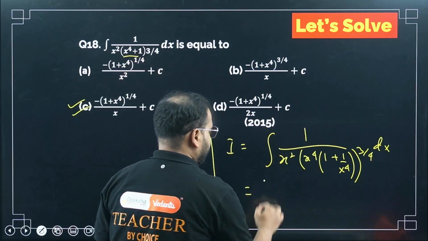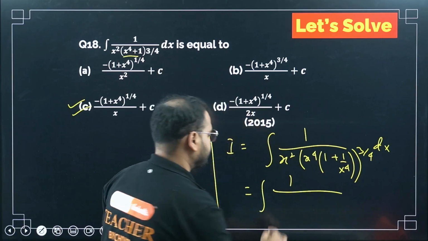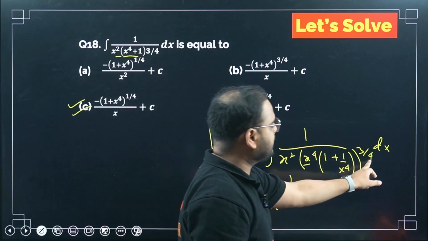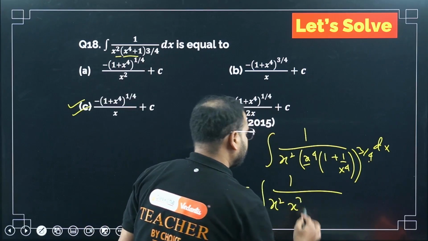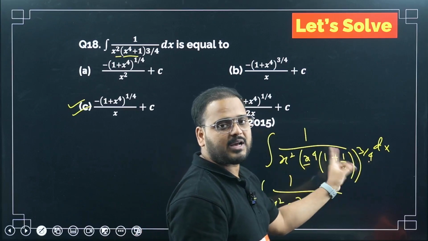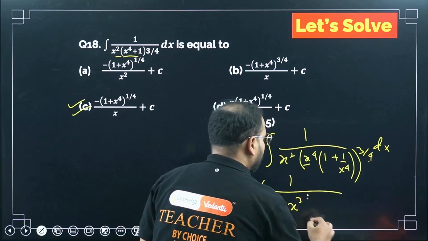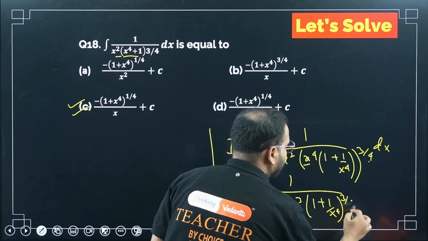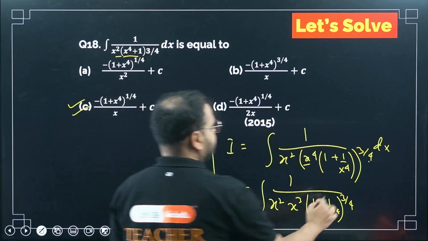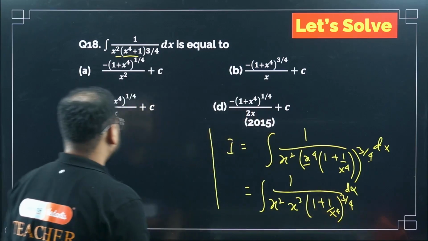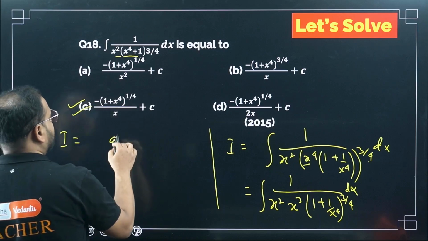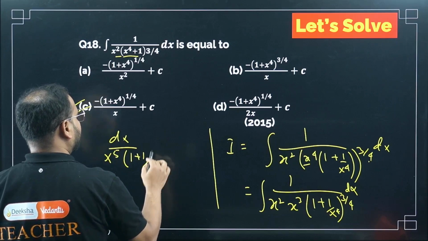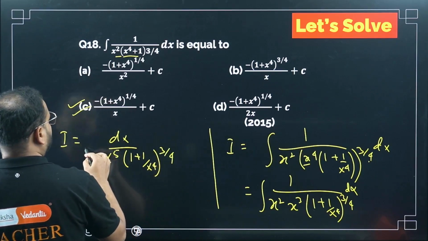1 upon x square will remain as it is. x power 4 with the power 3 by 4 will become simply x cube, because 4 and this 1 by 4 cancel each other. So x cube will be there. What do I have? 1 plus 1 upon x power 4 to the power 3 by 4, dx. So I get integration I equals dx upon x power 5 times 1 plus 1 upon x power 4 to the power 3 by 4.